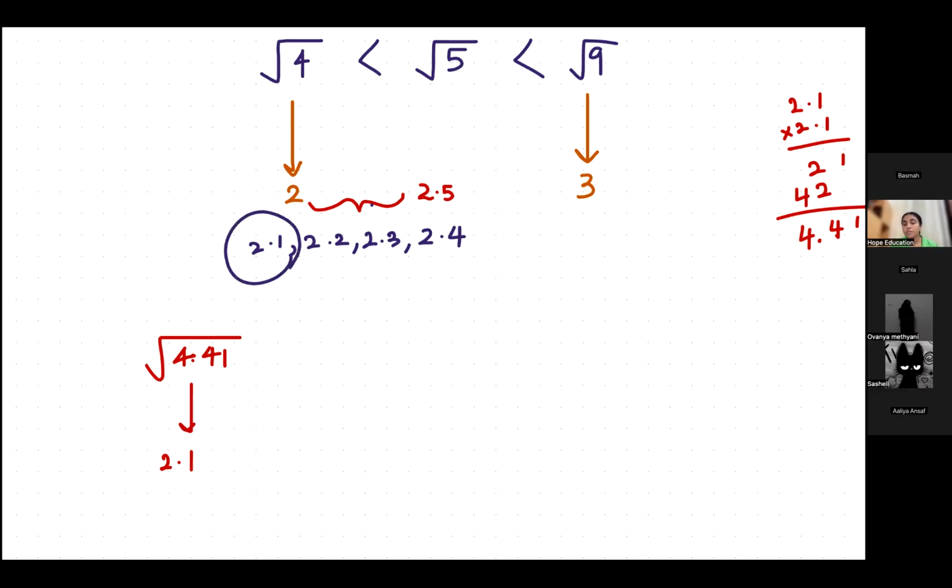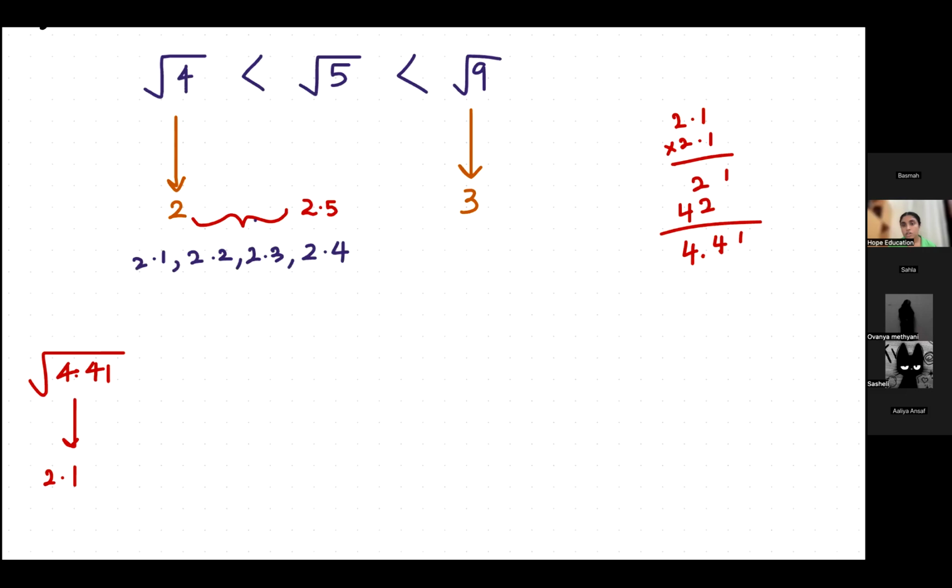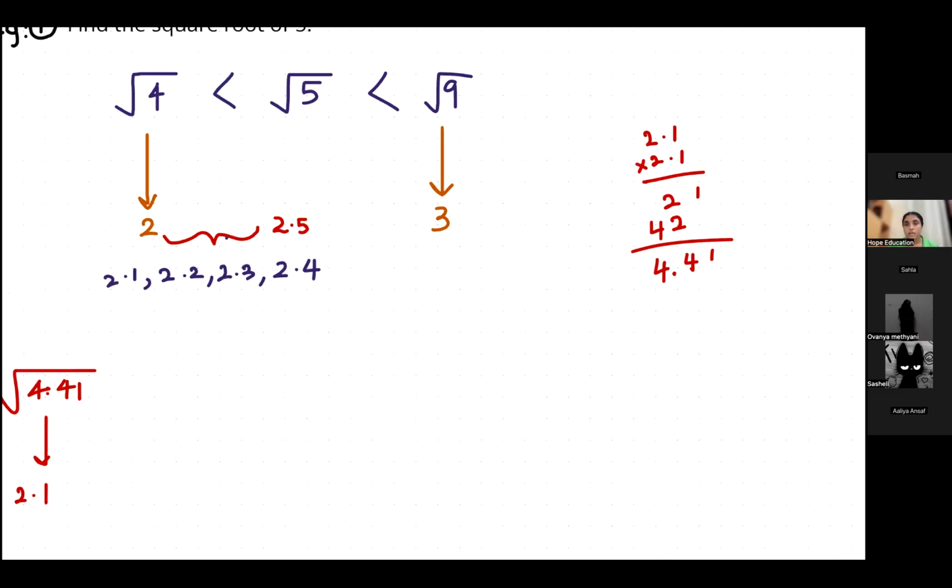So 2.1, multiply 2.1 by 2.1. So 1 times 1 is 1, 1 times 2 is 2. 2 times 1 is 2, 2 times 2 is 4. So here 1 comes, 2 plus 2 is 4, here 4. Here there is one decimal point, and here there is one decimal point. So when we multiply, the answer should have 2 decimal points. So I place the two decimal points and write it like this. So 2.1 multiplied by 2.1, the answer is 4.41.